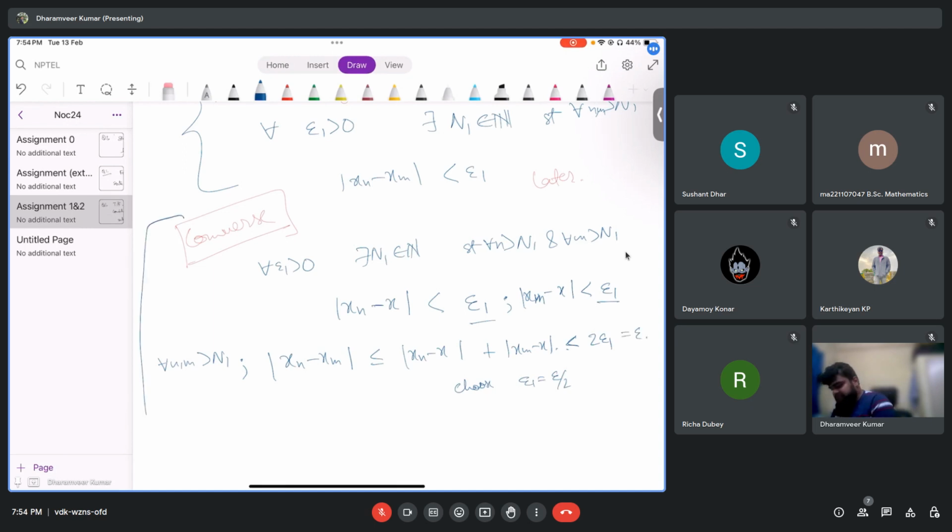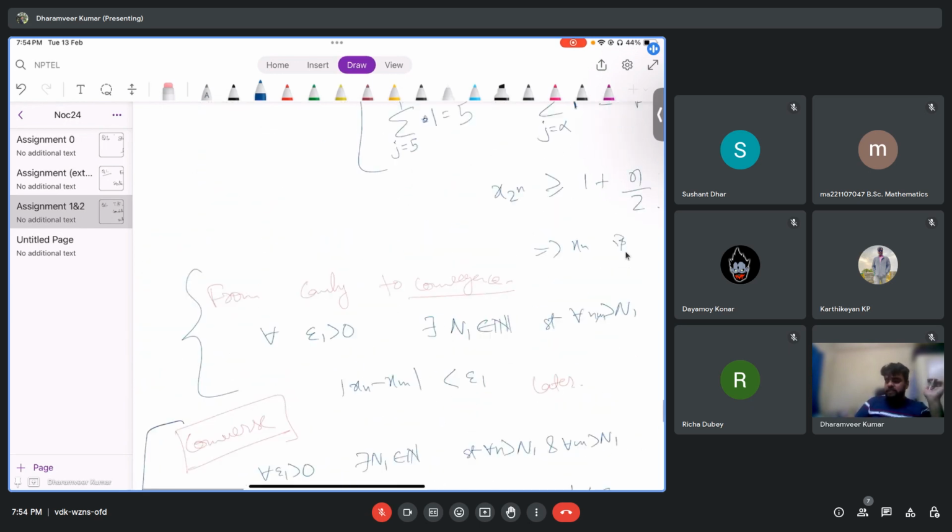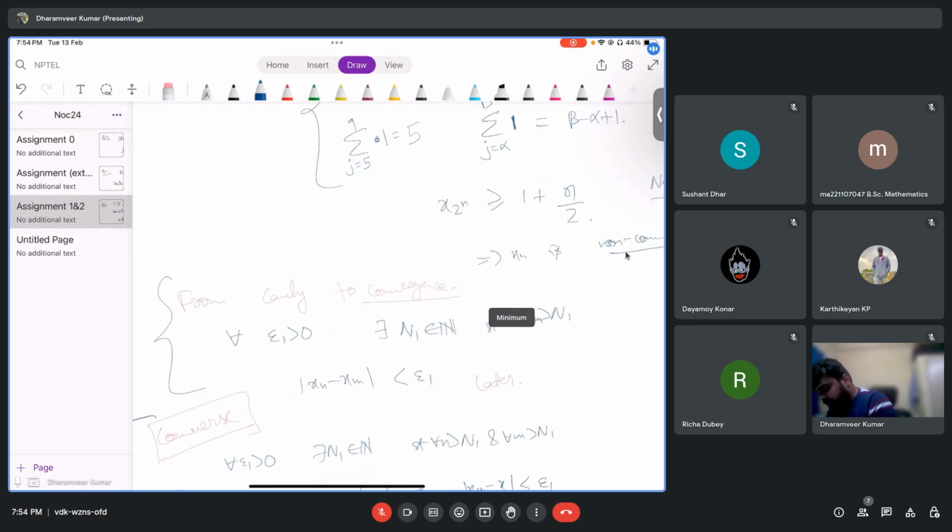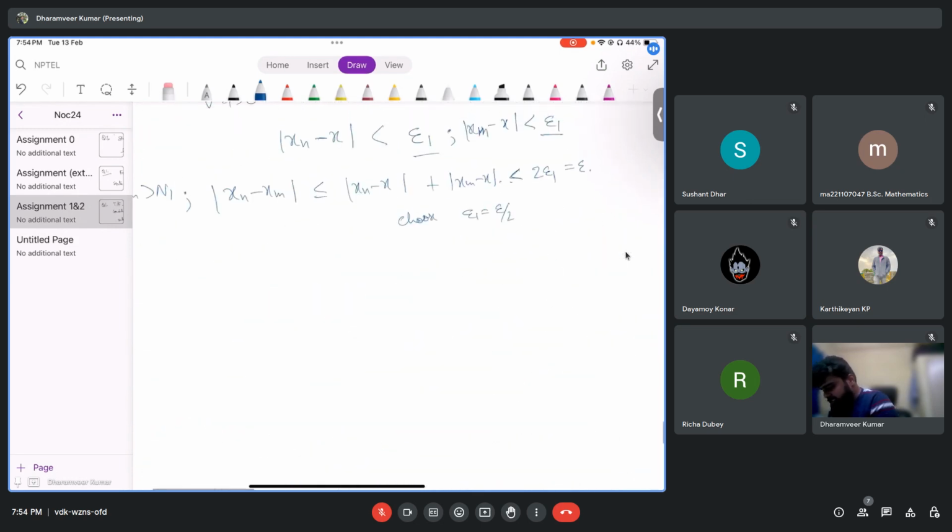The converse is simple. Every convergent sequence is Cauchy. But is every Cauchy sequence convergent? I told you the steps. If you want to do it right now, you can do it, but it's actually for the later stages. Okay? Yeah. So I think we have done all the questions in assignment 1.